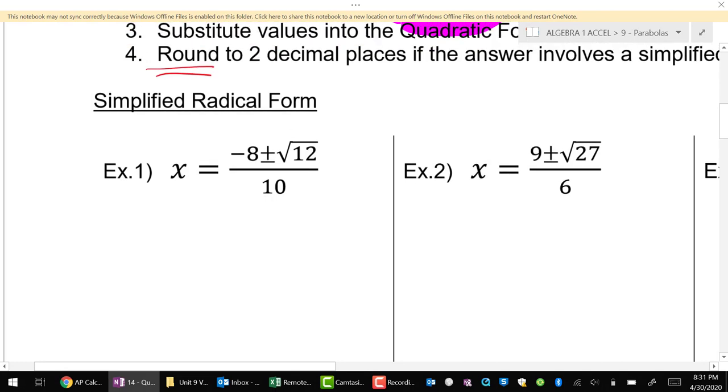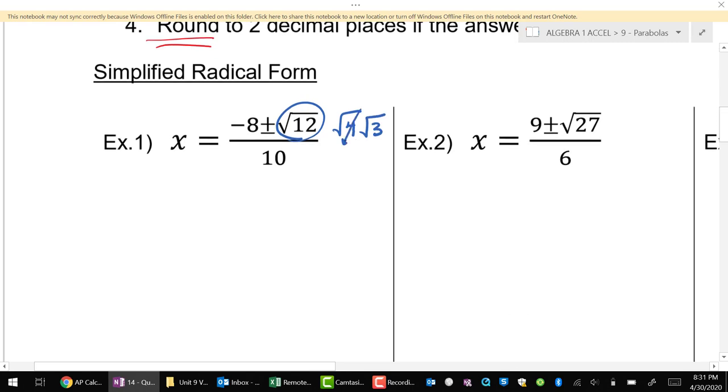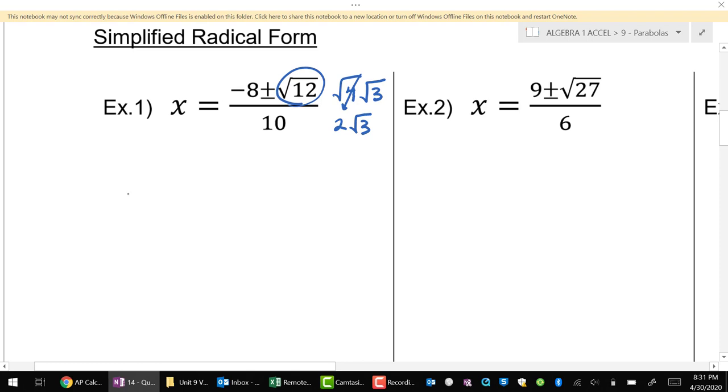I hope you'd first of all see that radical 12 is not yet simplified. In there I can write that as root 4 times root 3. The square root of 4 is a perfect square, which becomes 2. So root 12 is simply 2 root 3. Now if we rewrite this as x equals -8 plus or minus 2 radical 3, all divided by 10, that would be a simpler form for my answer for the quadratic formula.